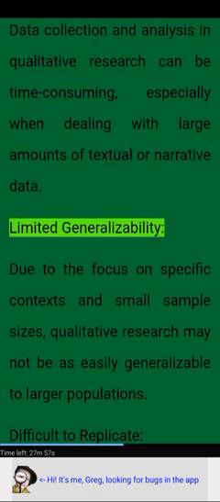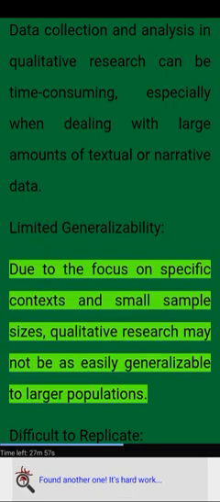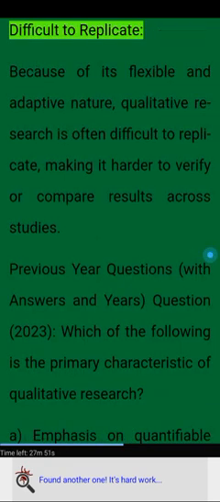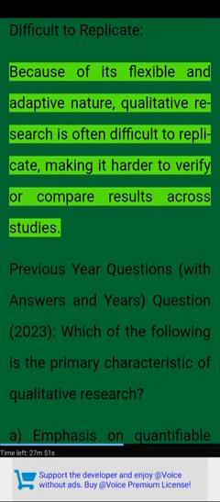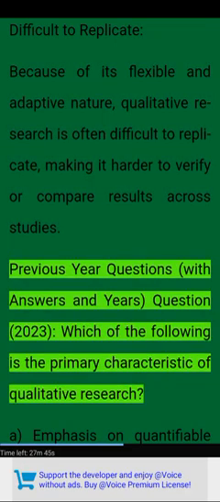Time-consuming. Data collection and analysis in qualitative research can be time-consuming, especially when dealing with large amounts of textual or narrative data. Limited generalizability. Due to the focus on specific contexts and small sample sizes, qualitative research may not be as easily generalizable to larger populations. Difficult to replicate. Because of its flexible and adaptive nature, qualitative research is often difficult to replicate, making it harder to verify or compare results across studies.